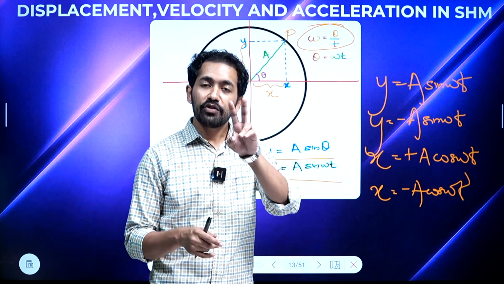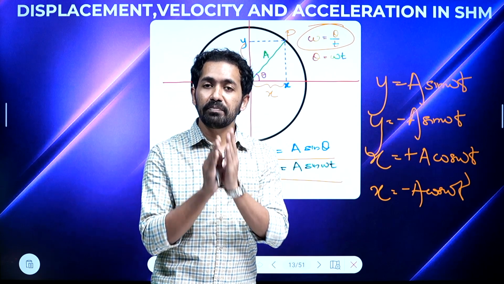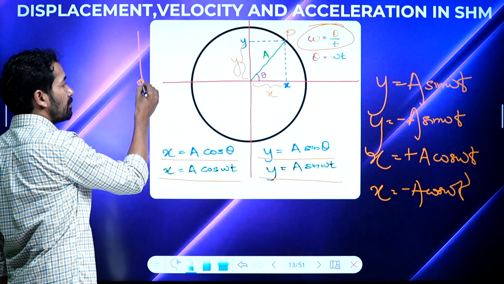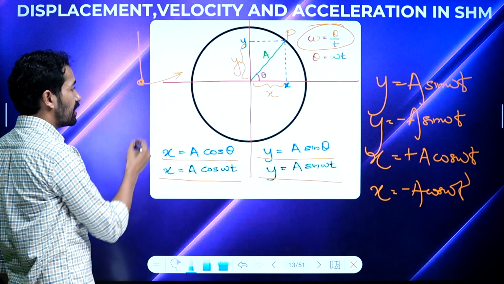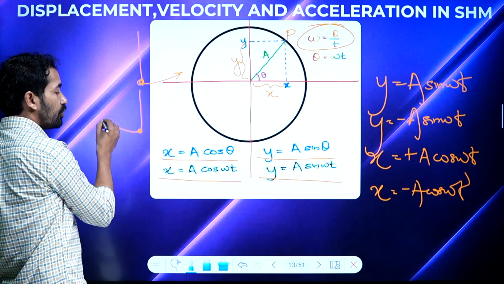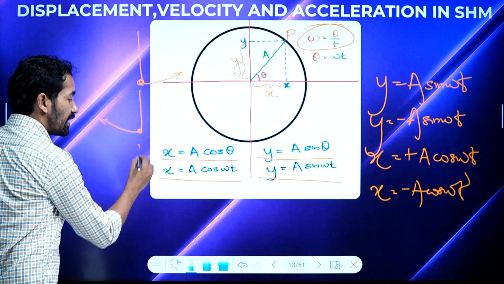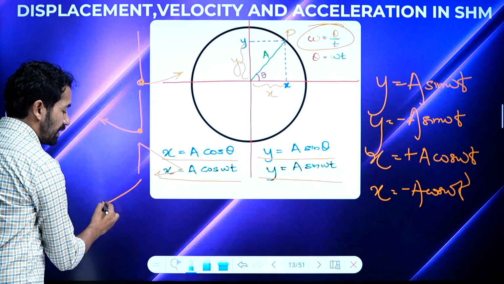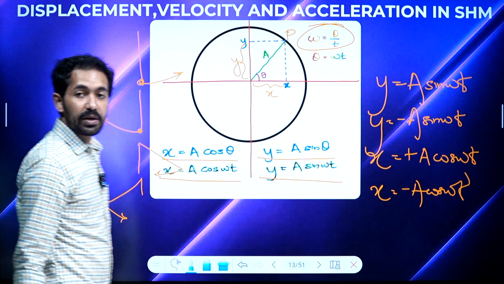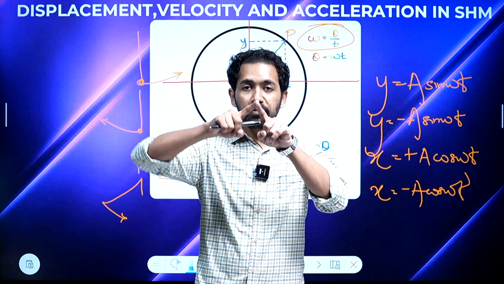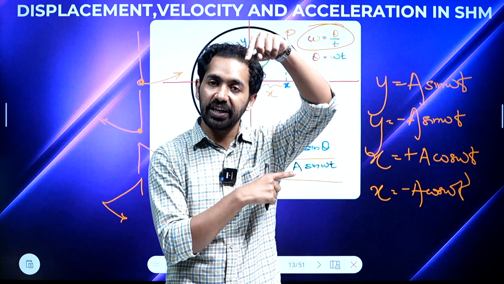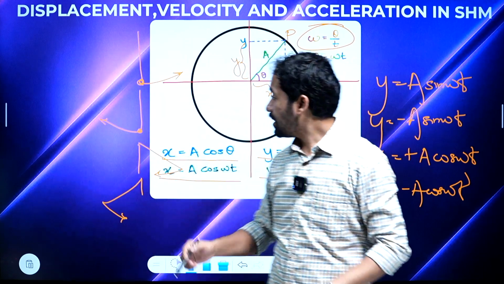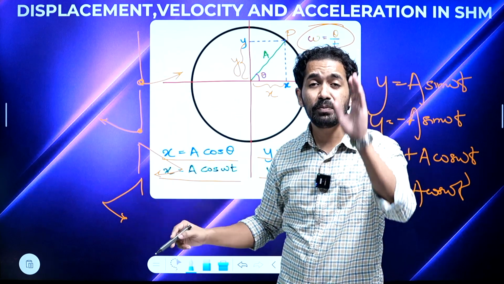So now you are having only two options. When your particle is starting from mean position, it can move to positive extreme or to negative extreme. When starting from positive extreme, it can move to mean position, and when starting from negative extreme also, it can move to mean position. So only four ways: mean position to positive extreme, mean position to negative extreme, positive extreme to mean position, negative extreme to mean position. Whenever your particle is at mean position, it should be a sine function.